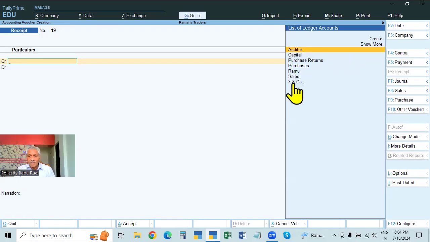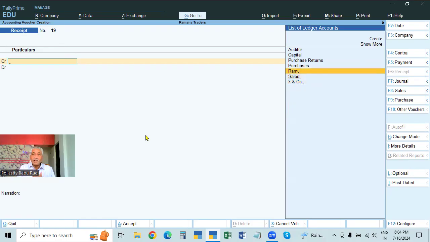So some accounts are there. See, he is a creditor, and Ramu is a debtor. How can you know whether he is a creditor or debtor? We already created them. That also I will show you. So Ramu is a debtor. Receipt means when you sell the goods or trade, you will have a debtor. The debtor will pay to us. That is Ramu's account.